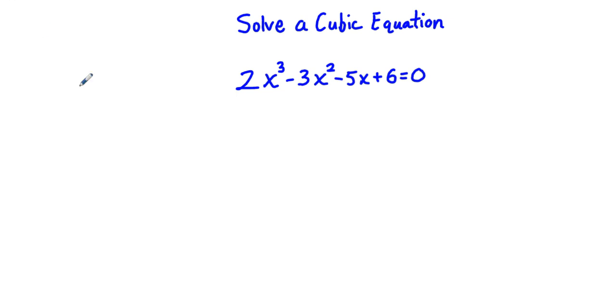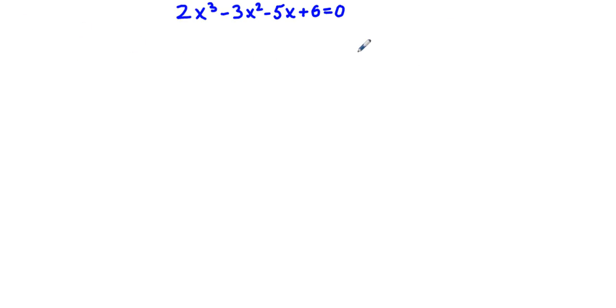We're going to solve a cubic equation, and it's this one: 2x cubed minus 3x squared minus 5x plus 6 equals 0. And I'm going to solve analytically without a graphing calculator.